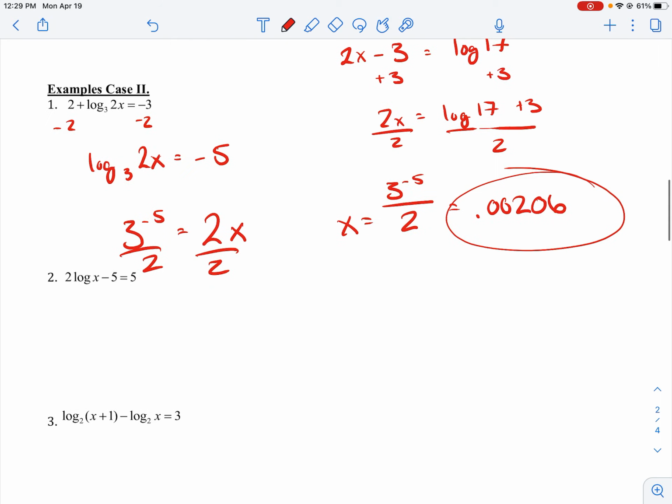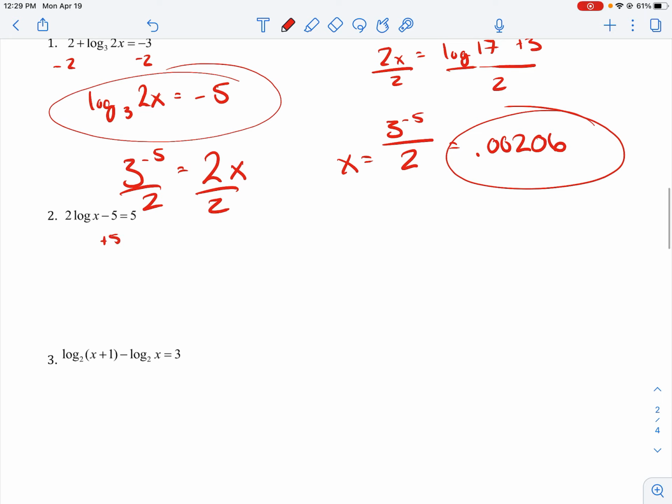Okay, again, we have to get it so it looks something like we do up above here. So I'm going to add 5. So I get 2 log of x is equal to 10. And then I could essentially move that 2 back here, but that won't do us any good here. All right? Instead of moving it and putting it back inside the log, I'm just going to divide by 2, just to get rid of that. And so all of a sudden we're going to be left with log of x is equal to 5.